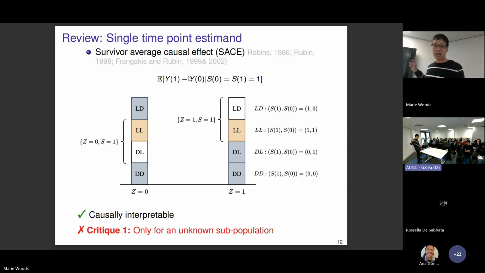Okay, so this is a fundamental problem with this estimate: we come up with an estimate that's causally interpretable, but many people think this is the wrong question to ask, because it concerns a subgroup that we don't know who they are.